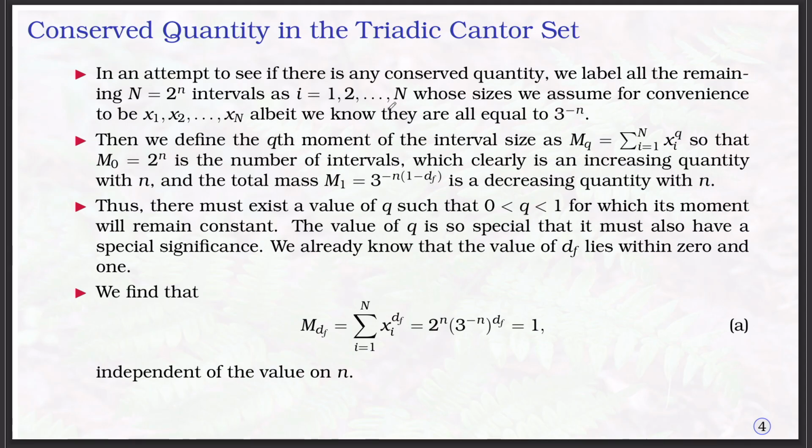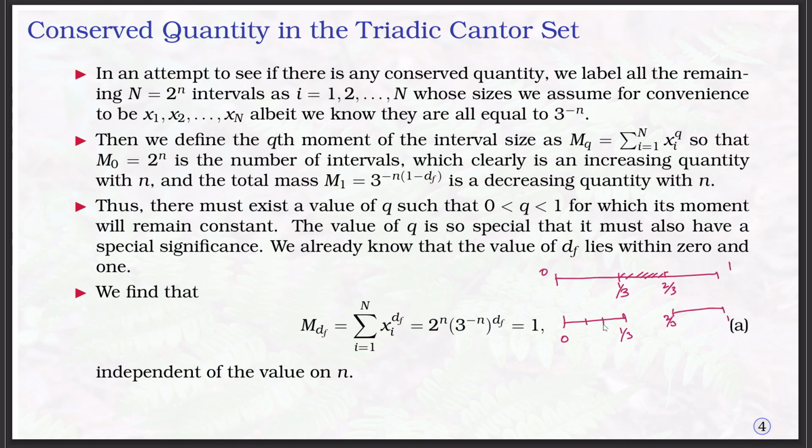Now we can consider the triadic Cantor set. We will check whether there is any conserved quantity in the triadic Cantor set. Let me recall how we constructed it. The triadic Cantor set is simply the Cantor set in the closed interval [0,1]. We divide this into 3 equal parts and remove the middle part, so we get 2 parts: [0, 1/3] and [2/3, 1].